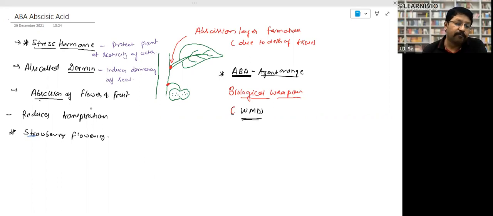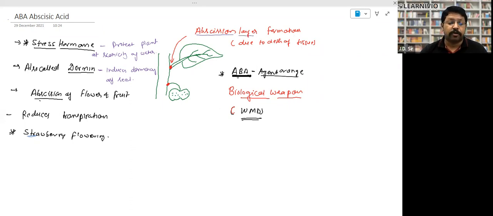Abscission of the flower and fruit. What is abscission? The ripened fruit and flower fall down. When a leaf becomes yellow, it falls down. When fruit becomes ripe, it falls down. How does it happen? When the leaf becomes mature, formation of dead tissue takes place. That is called the abscission layer.